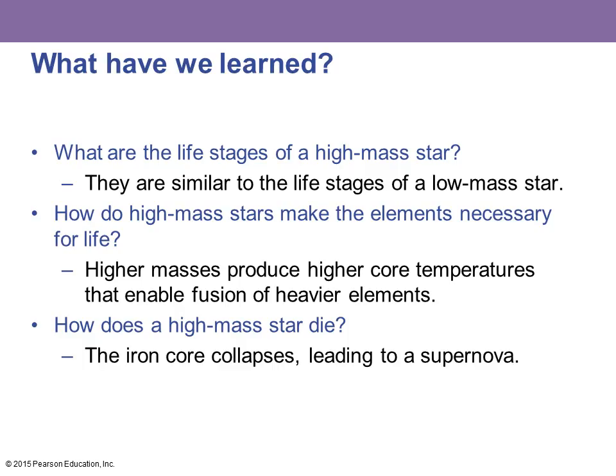So what are the life stages of a high mass star? Well, they're similar to life stages of a low mass star, but higher masses produce higher core temperatures that enable fusion of heavier elements. So only a high mass star can generate the higher atomic number elements. How does it die? The iron core collapses, leading to a supernova.